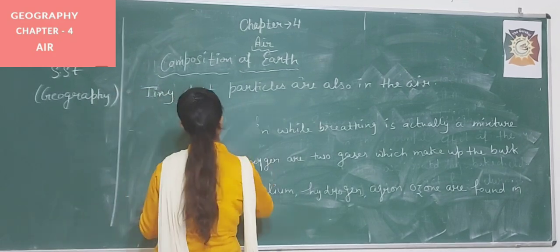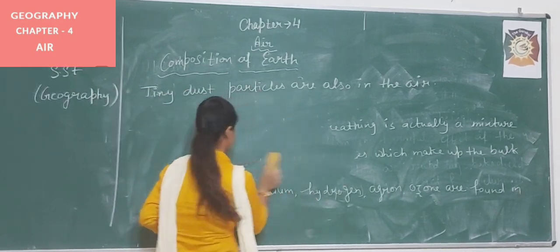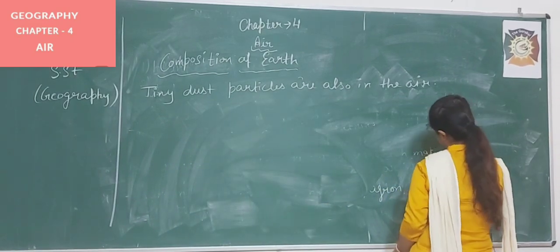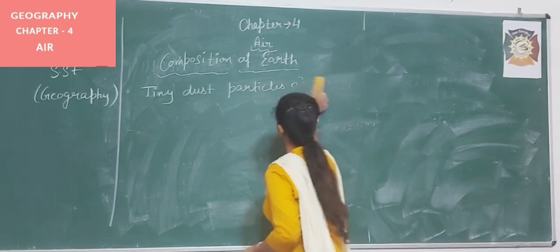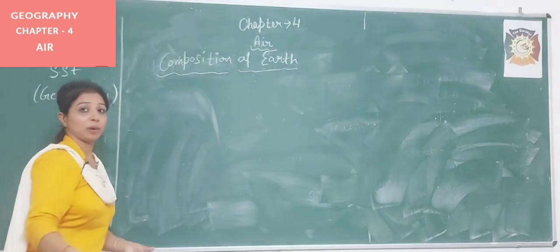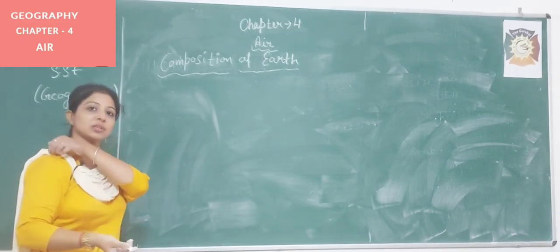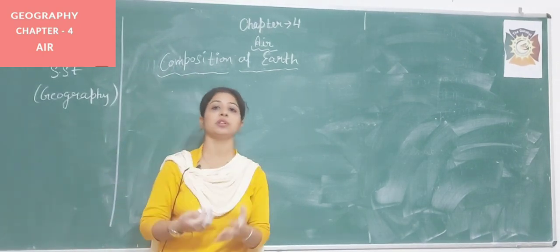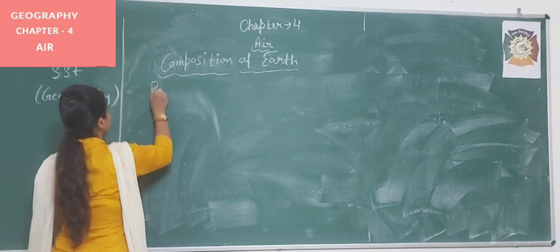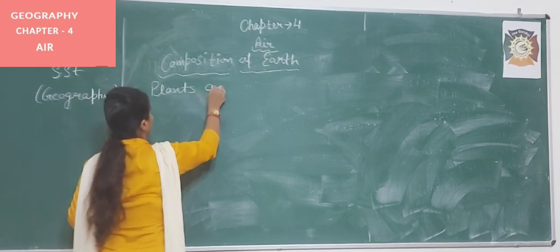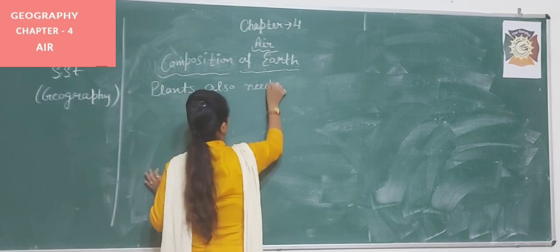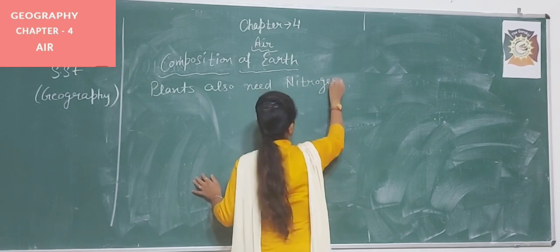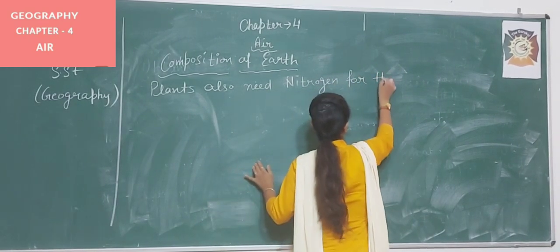Next we can say that plants also need nitrogen. These were the composition of the earth, about the gases we discussed and about the tiny particles we discussed. Okay, so next we can say plants also need nitrogen for their survival. How? See, plants also need nitrogen for their survival.